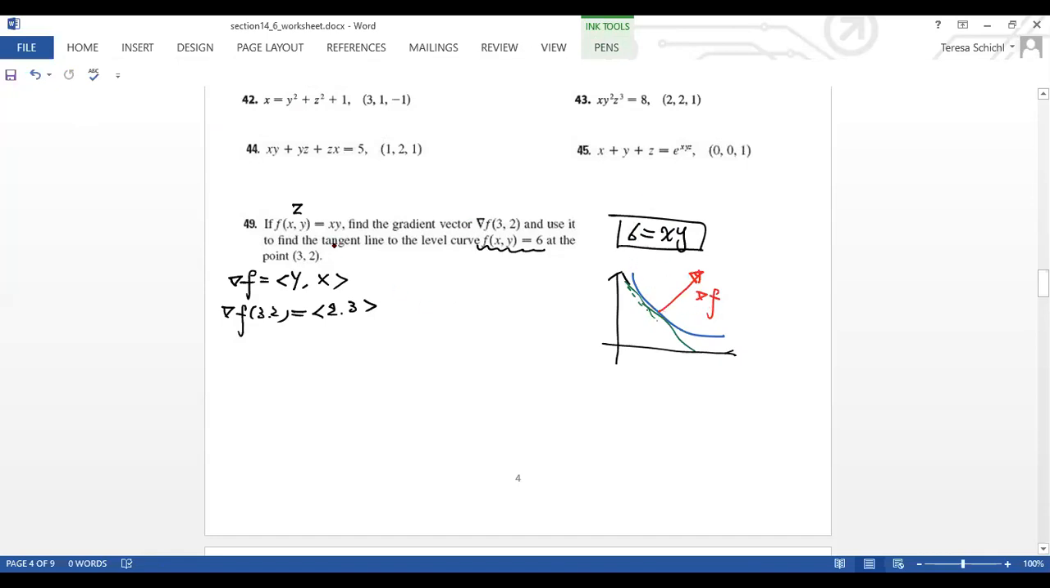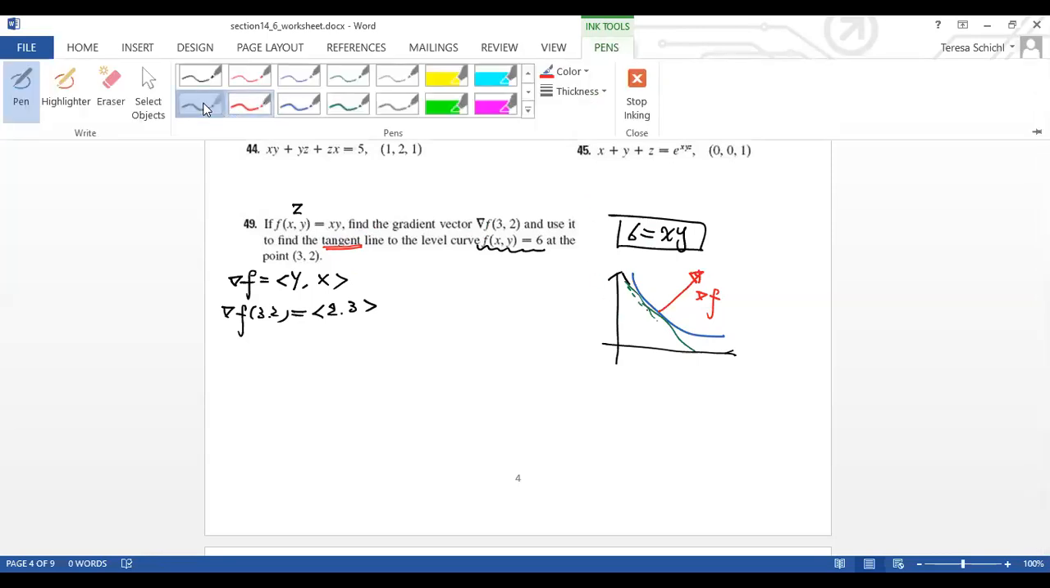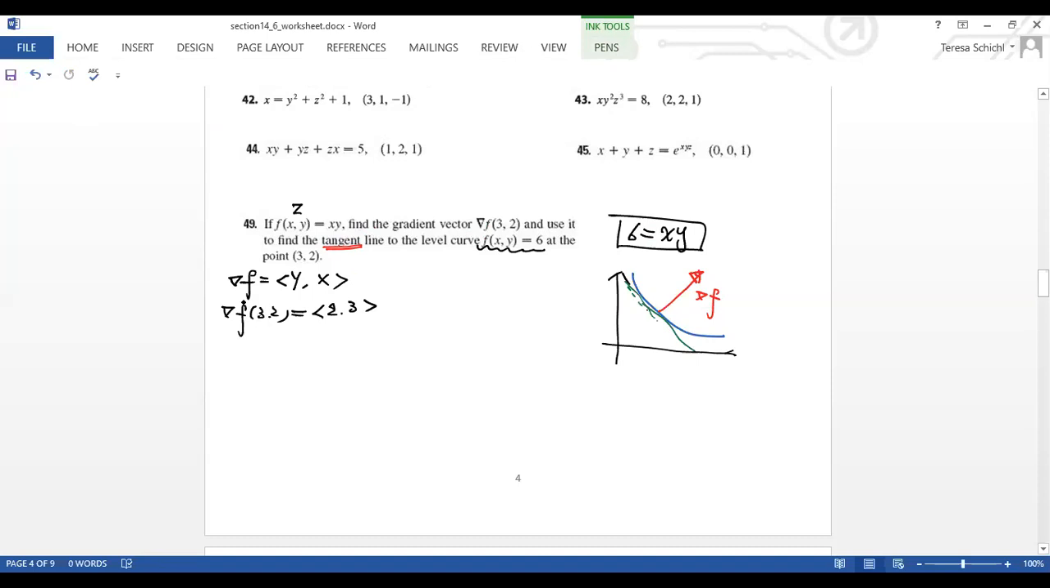All right, so now I want to find the tangent lines, right? So the tangent lines here, that means this is the tangent lines here. So the gradient vector will be the perpendicular vector to the tangent lines here. So that's what I can find.